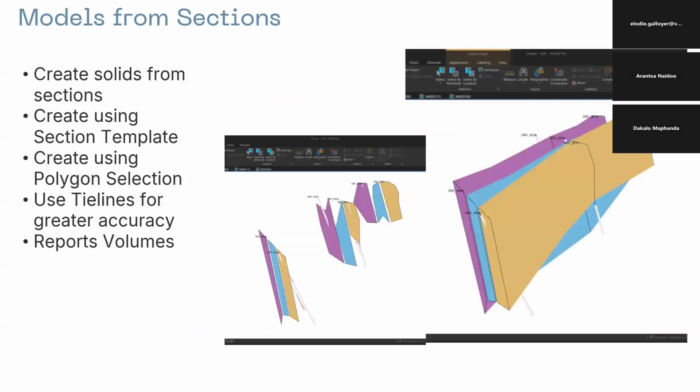Just going back to what I mentioned before about the section template, why it's really nice is that when you digitize using the section template, the software knows to connect the corresponding polygons when you have multiple sections. You can use tie lines to manipulate the shape of the wireframes as needed, because obviously the software will try and connect it the best way it sees fit. It's not a geologist. So you can add in tie lines to further manipulate the shape as required.